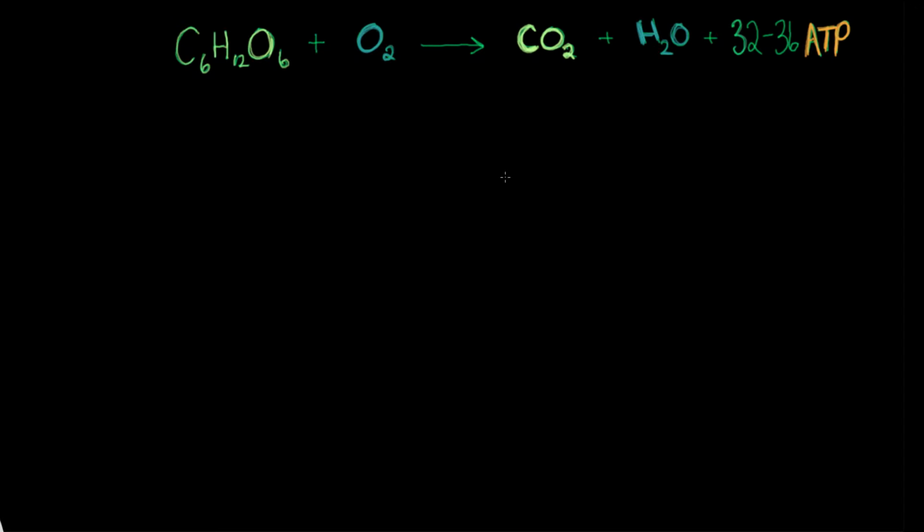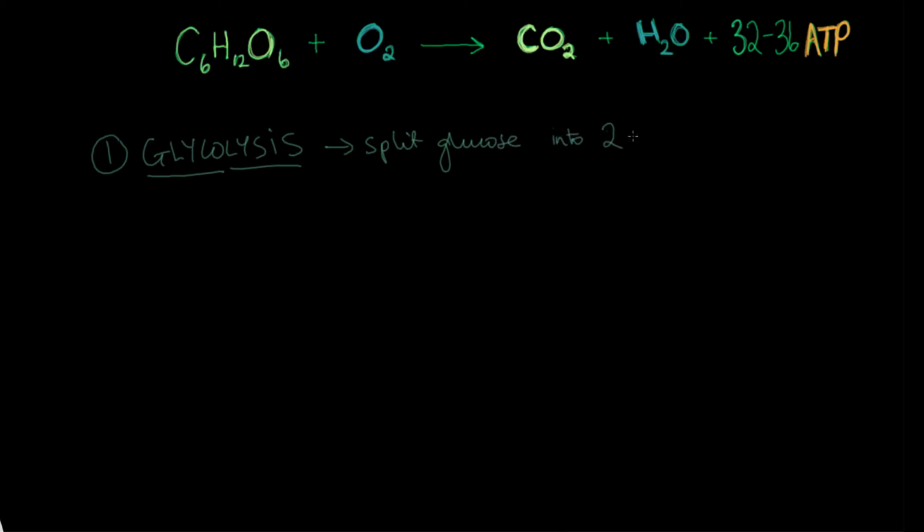So, the 4 steps of cellular respiration in detail. The first step is glycolysis. What glycolysis means is lysing, which means splitting. Glyco refers to glucose. So we are going to split glucose into 2 pyruvate molecules.